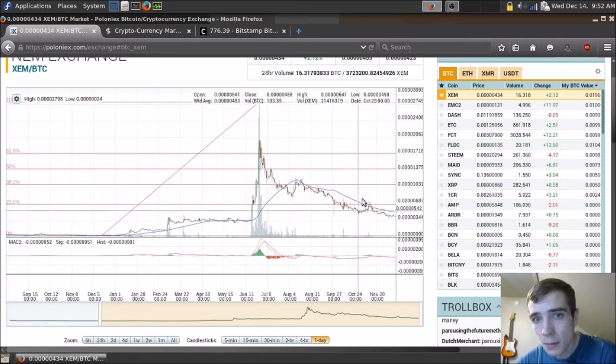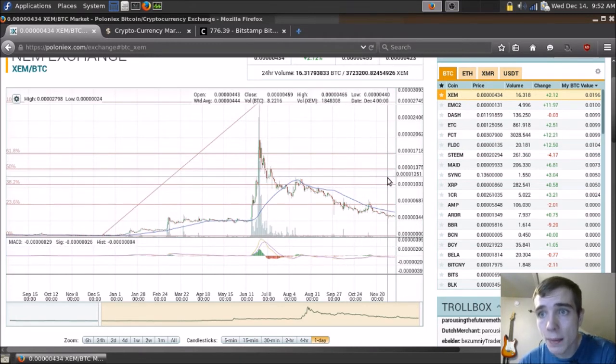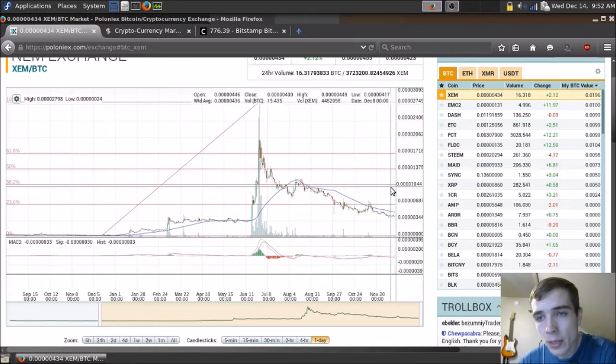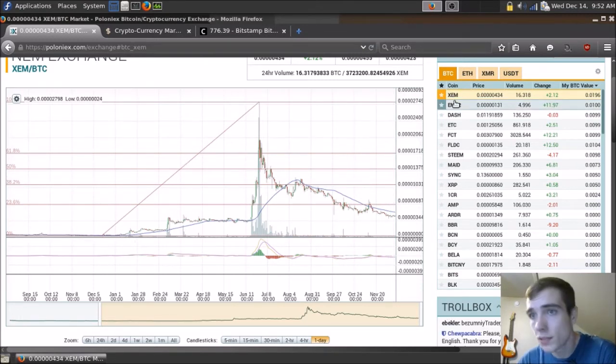So definitely keep your eye on New Economy Movement. I personally have 0.0196 Bitcoin in there, which I bought this morning, which all of these investments I got this morning.